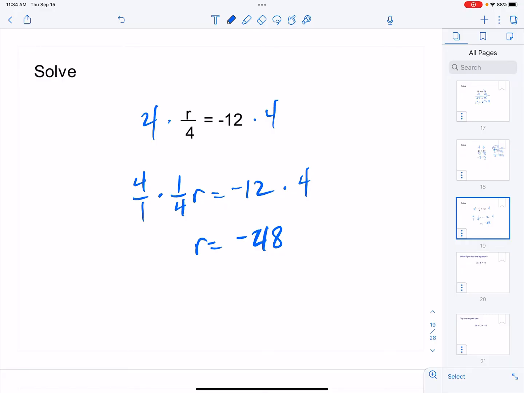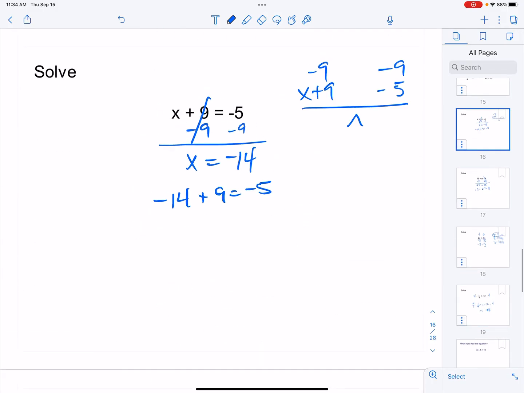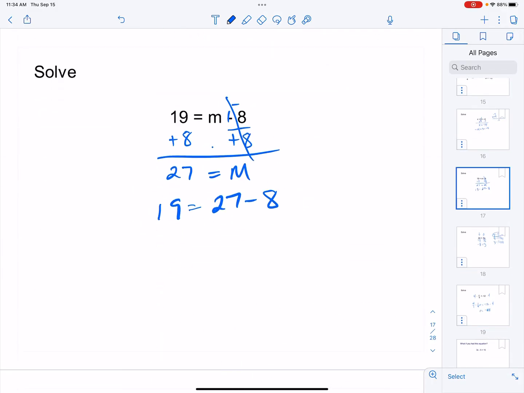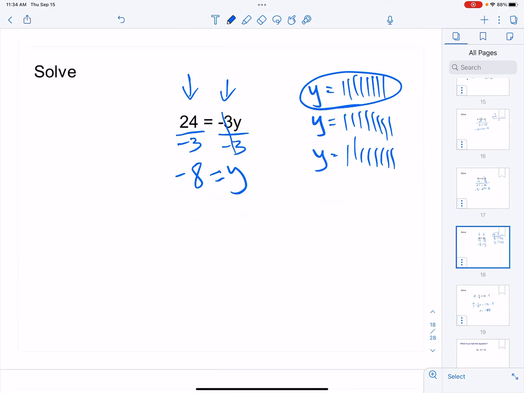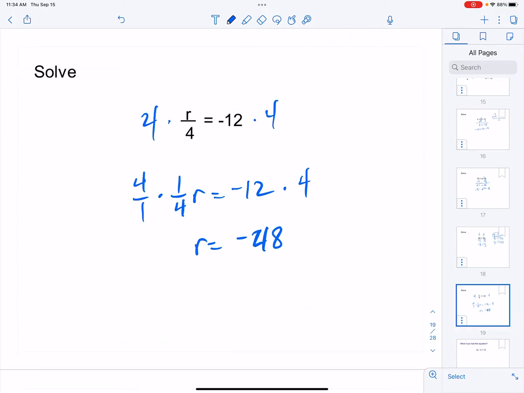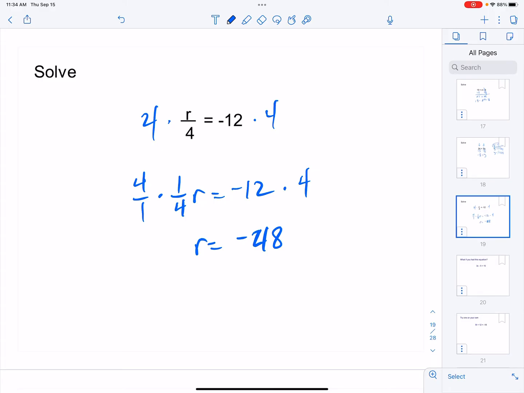So if 1/4 of an r is equal to negative 12, 1/2 of an r would be negative 24, 3/4 of an r would be negative 36, and 4/4 of an r, or 1r, would be equal to negative 48. So in order to reverse an addition, we do a subtraction. In order to reverse a subtraction, we do an addition. In order to reverse a multiplication, we do a division. And in order to reverse a division, we do a multiplication. Now that's what you should have learned back in 5th and 6th grade.